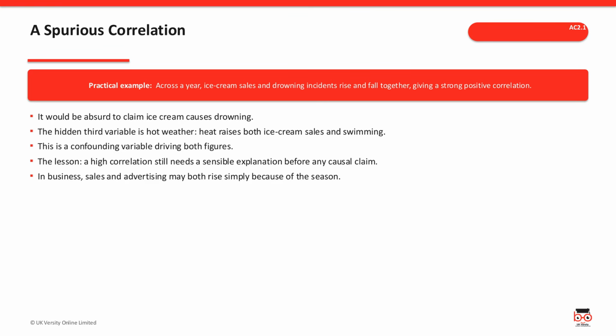Here's a favorite example. Across a year, ice cream sales and drowning incidents rise and fall almost in step, giving a strong positive correlation. Nobody sensible would say buying an ice cream makes you drown. The hidden third variable is hot weather, which pushes up both ice cream sales and the number of people swimming. That's a confounder, and it's a reminder that even a sky-high correlation needs a sensible explanation before you claim cause. In business, sales and advertising often both climb simply because it's the festive season.